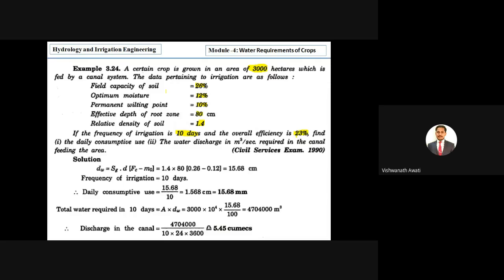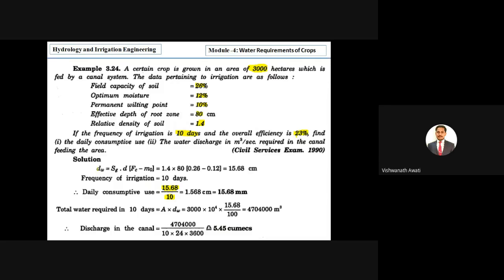So here they have given area, permanent wilting point, optimum moisture MO, effective depth of root zone D, relative density of soil SG, and frequency of irrigation FW. So we'll see how to calculate daily consumptive use. Same formula we are using: dW by FW into consumptive use, the frequency formula. So then we'll see how to calculate.